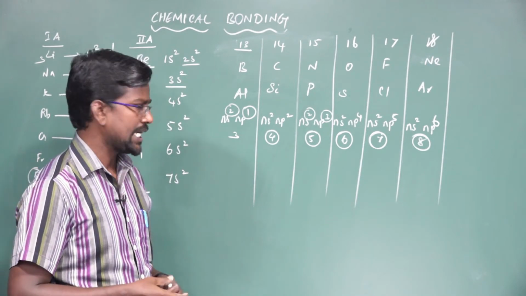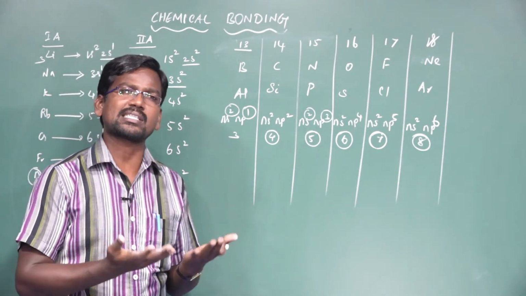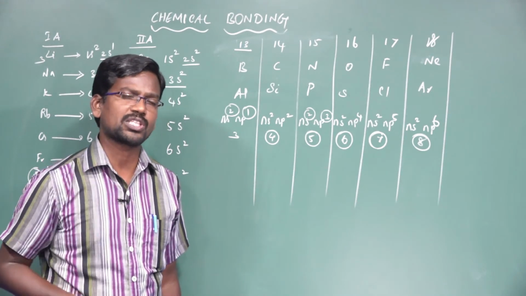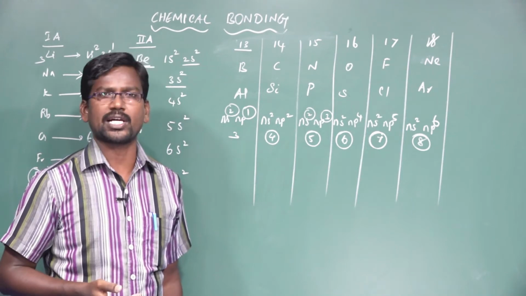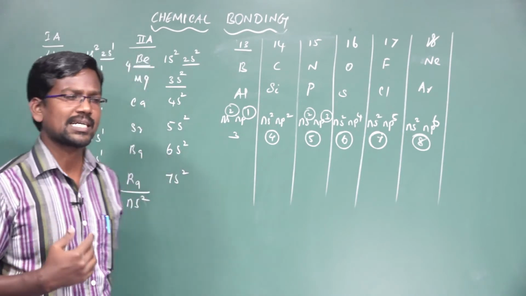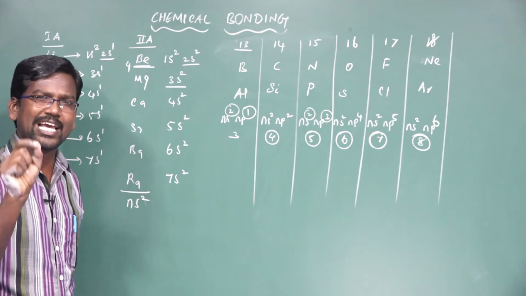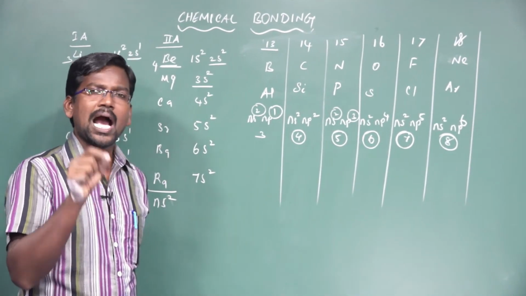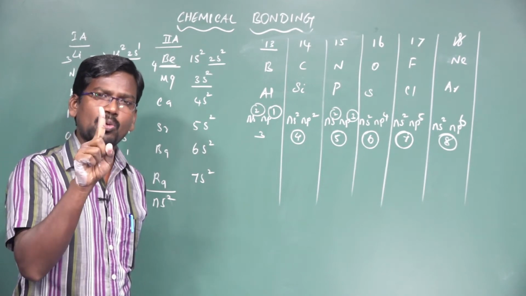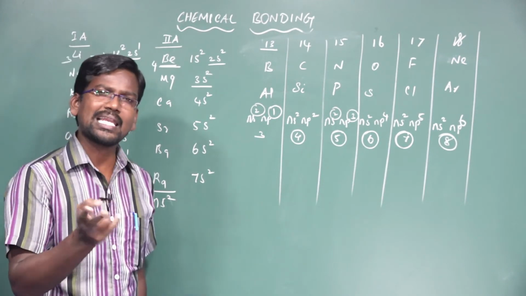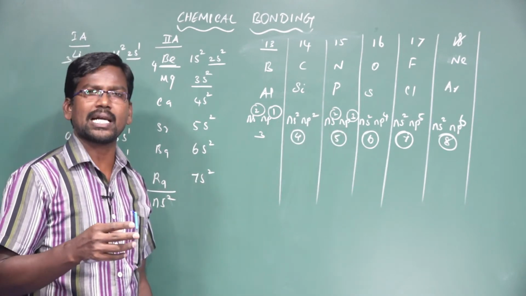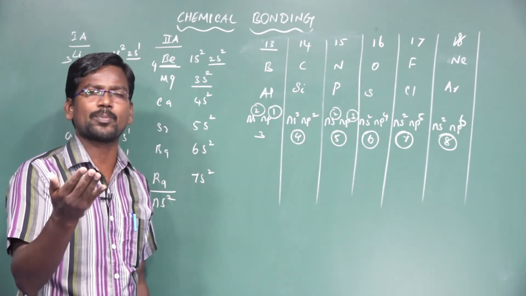D block elements show a variety of oxidation states with variable valency. F block elements also show a variety of oxidation states with variable valency depending upon unpaired electrons. The S block elements consist of 2 groups. One is the first A group, alkali metals, and the other is the second A group, alkaline earth metals. Alkali metals contain only 1 electron in the valence cell. Alkaline earth metals contain 2 electrons in the valence cell. In P block elements, the number of valence electrons depends upon the valence cell.